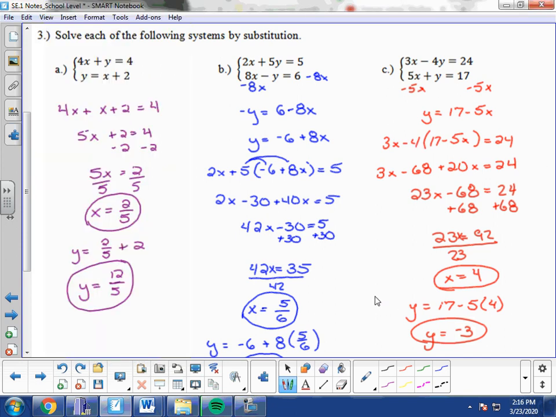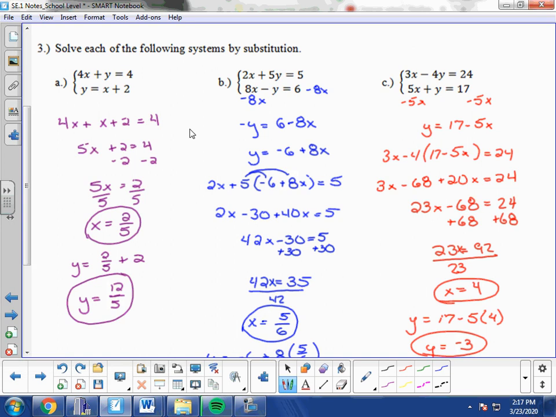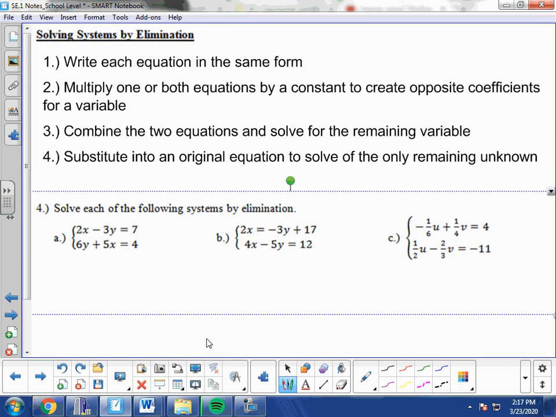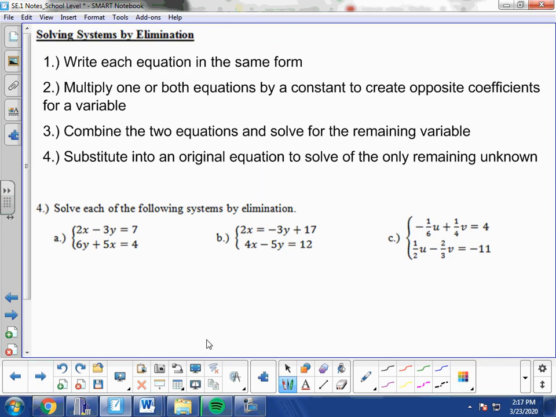So this first method is substitution. We primarily use substitution when it's pretty quick and easy for us to get one of the variables by itself, in this case y. Now if it's not, another method that we have is what we call elimination.